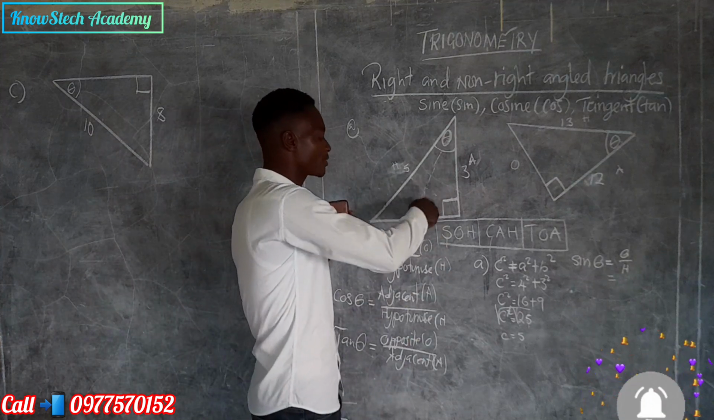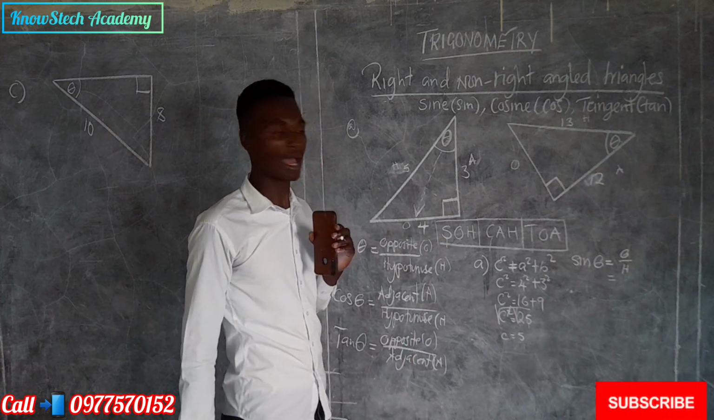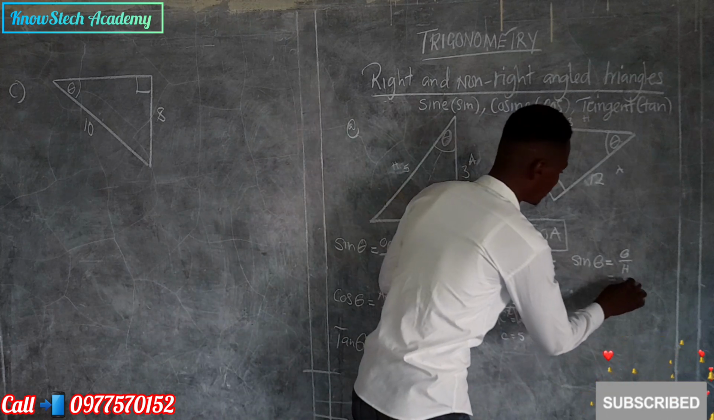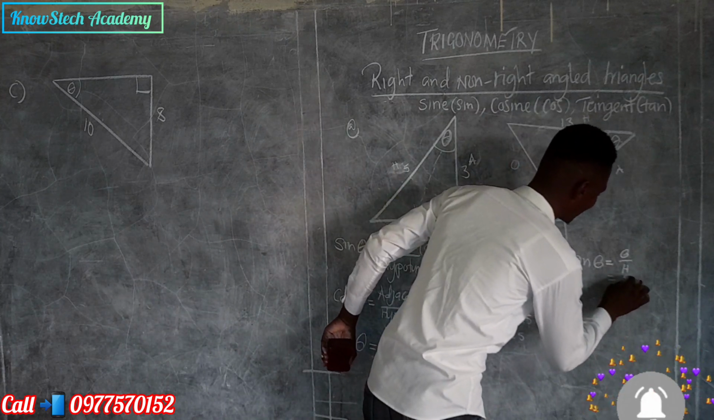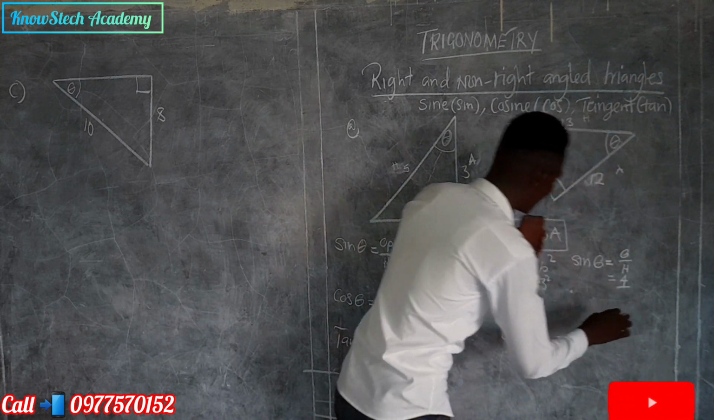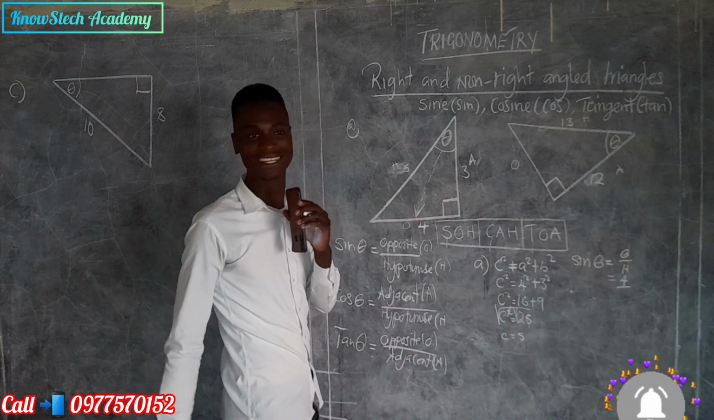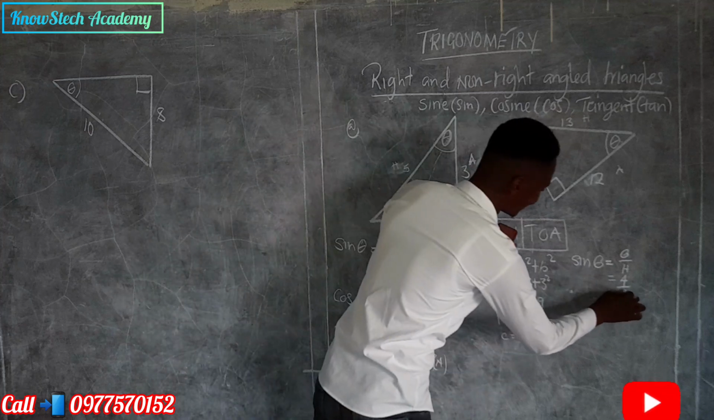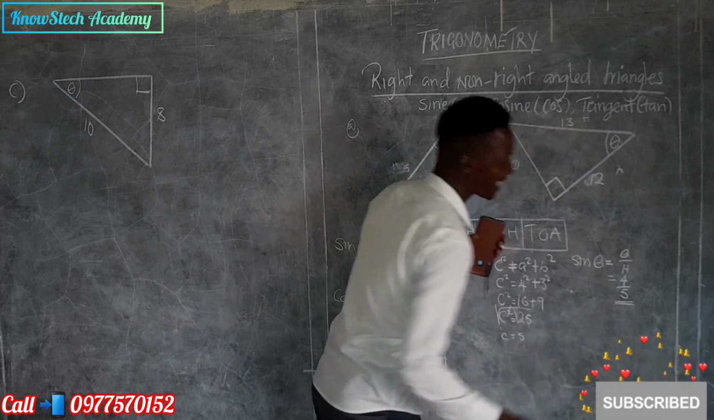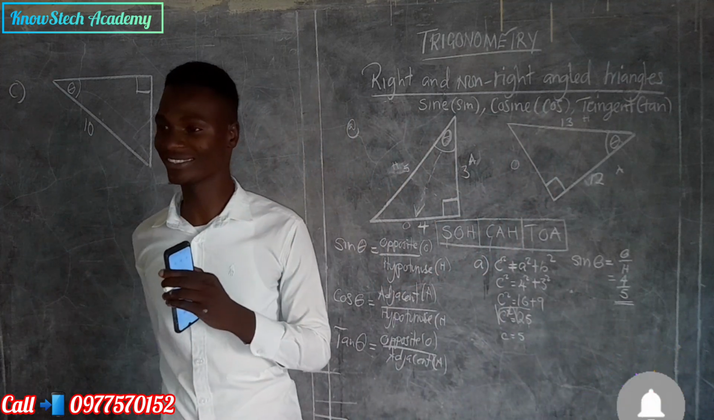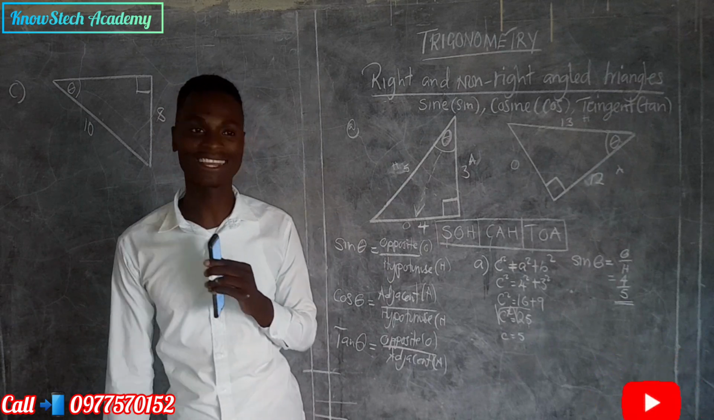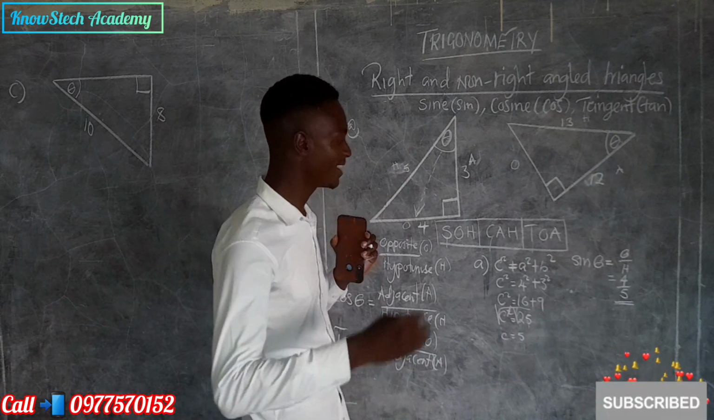What is the value of opposite here? 4. It's 4. Okay, 4. What is the value of the hypotenuse? 5. So this is the answer. 4 over 5. You get it? 4 over 5.